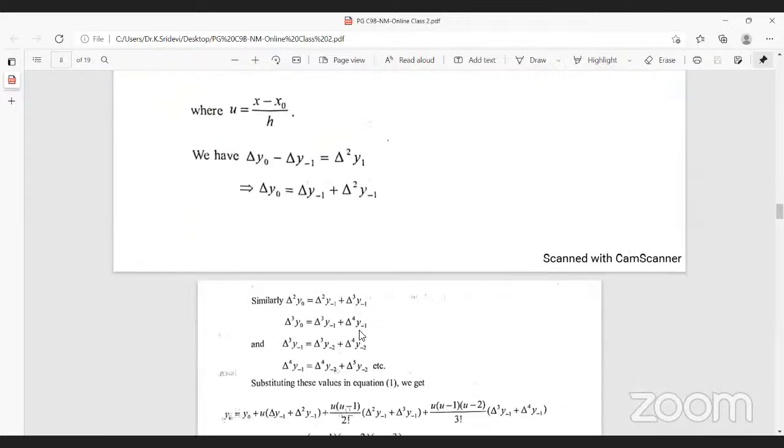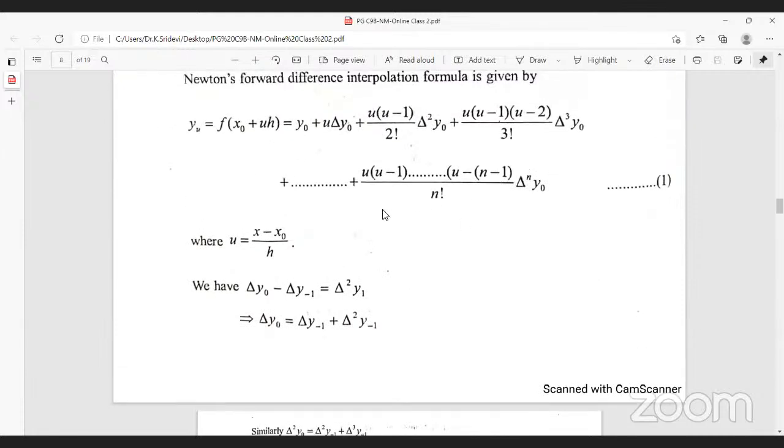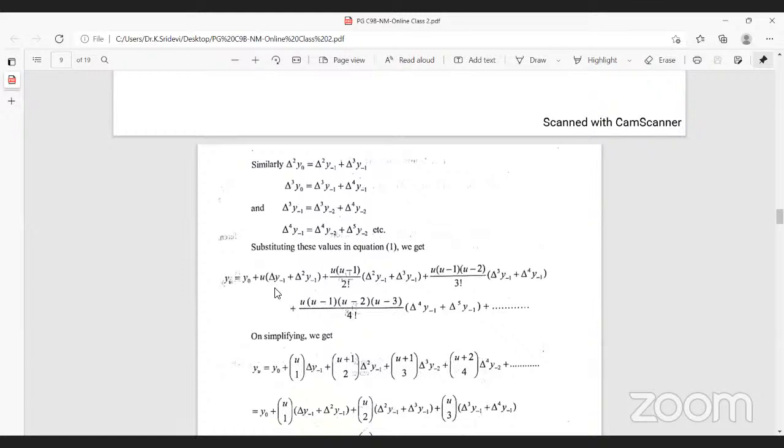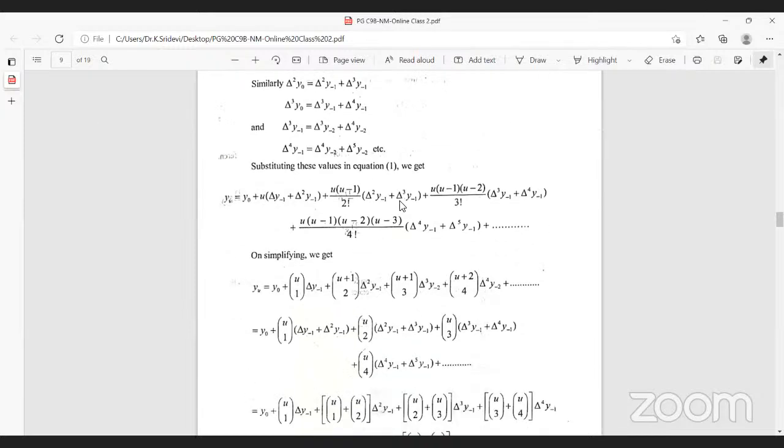So substitute this expression in this formula and so on. After substituting these values in the formula, we can get this one: y naught plus u delta y naught, and u minus 1, 2 factorial delta square y naught value, and this one into delta cube y naught value. So after substituting all these values in the formula, we get this one.